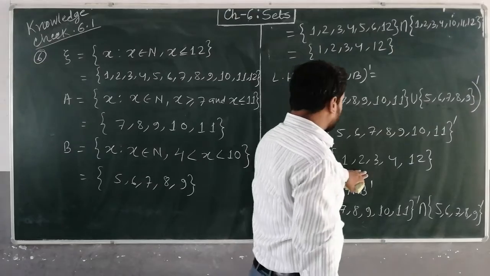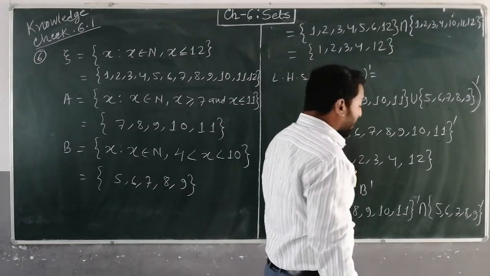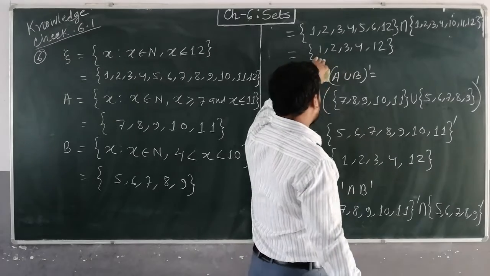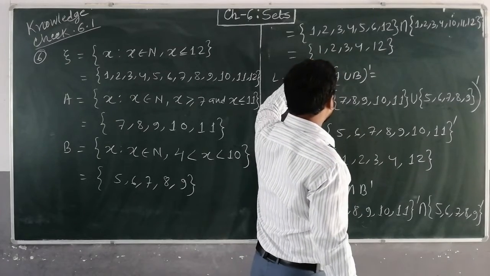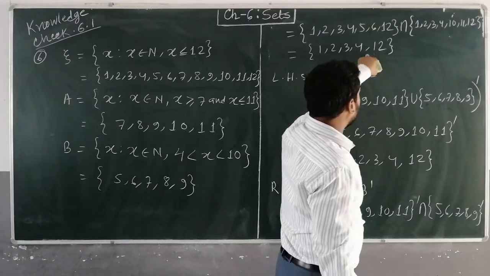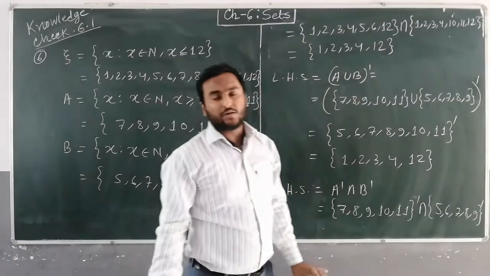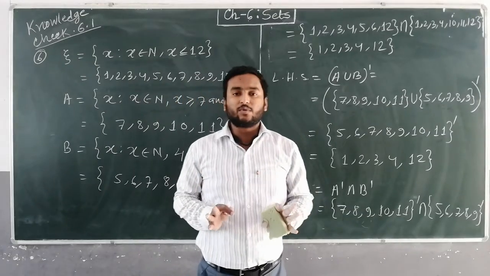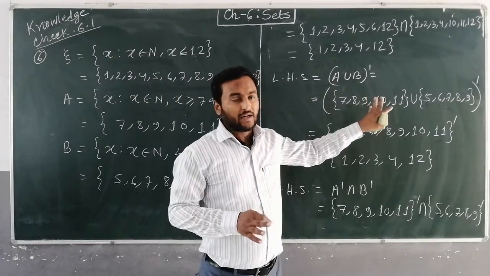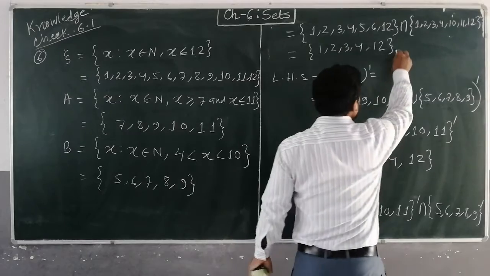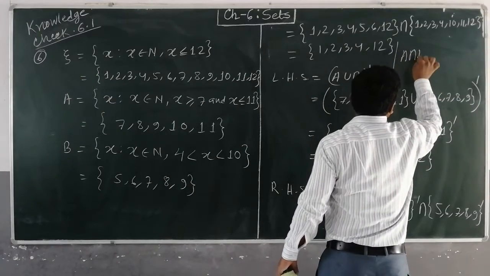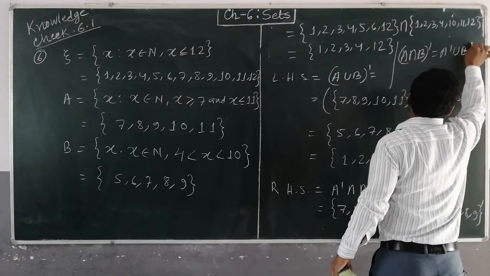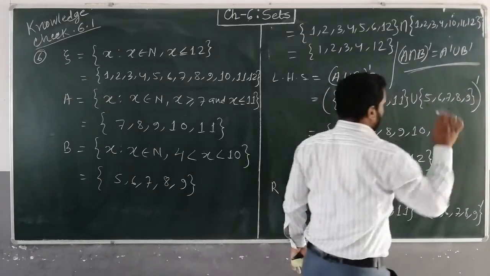So now see the left hand side, where we have got a set where the elements are 1, 2, 3, 4, 12. In the right hand side we have got the set where the elements are 1, 2, 3, 4 and 12. So left hand side equals right hand side, that is verified. It means the first law of De Morgan is verified, and the second law, A intersection B complement equals A complement union B complement, that will be verified by yourself.